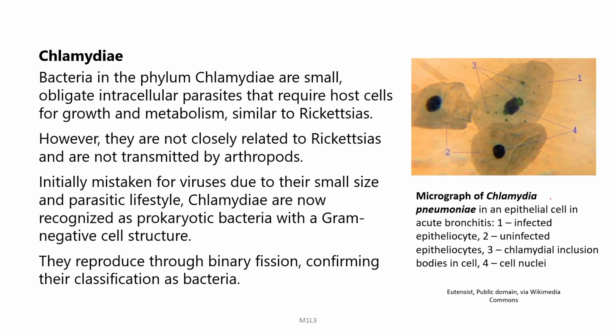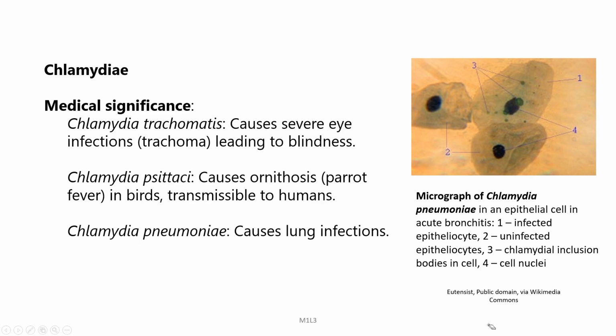There is a micrograph of Chlamydia pneumoniae over here in an epithelial cell in acute bronchitis, in which number 1 shows the infected, number 2 shows the uninfected, and the chlamydial inclusion is in number 3, and you can see the cell nuclei in number 4.